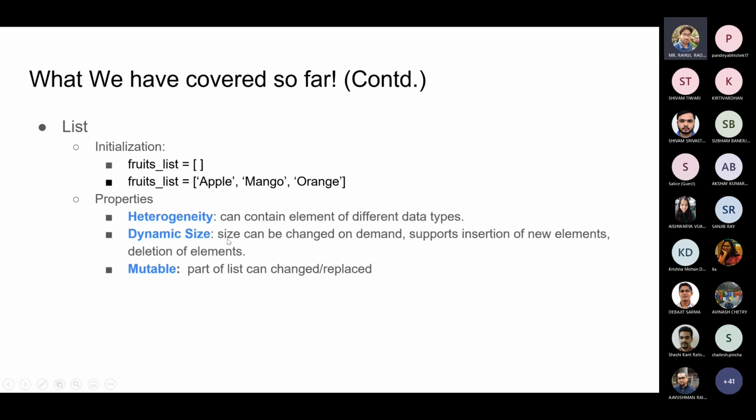It can increase in size on demand. If we want to add one element to a list, we can add one element. If we want to delete an element, we can do so. So it supports dynamic resizing, and it is also mutable. We can change part of a list, or we can replace a part of a list. We can even have a list inside a list, tuple inside a list, dictionary inside a list, and so on.